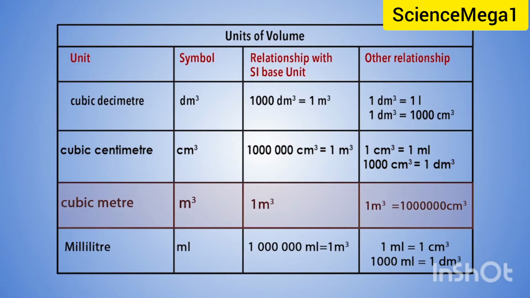The next unit is cubic meter with a symbol m cube. 1 cubic meter is the relationship with the SI base unit. In other relations, we have 1 million cubic centimeter. And finally, we have milliliter with a symbol ml. Relation with SI base unit is 1 million milliliter is equal to 1 cubic meter. For other relationship, we have 1 milliliter is equal to 1 cubic centimeter, whilst 1,000 milliliter is also equal to 1 cubic decimeter.